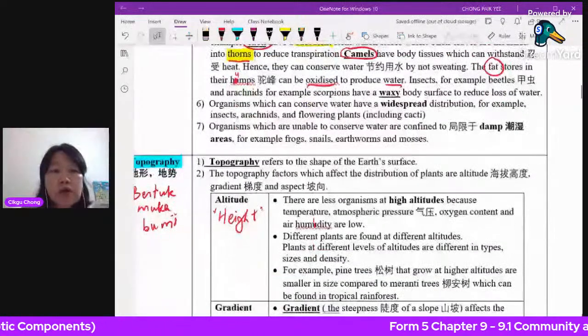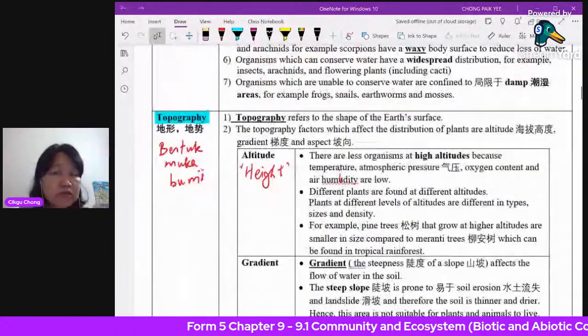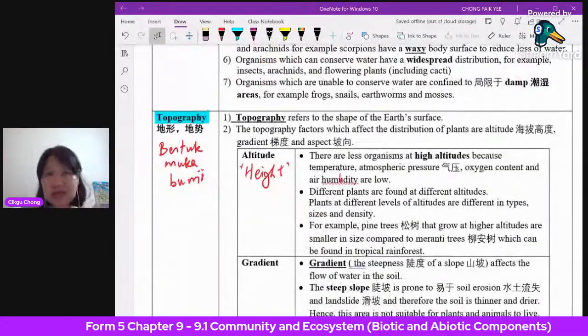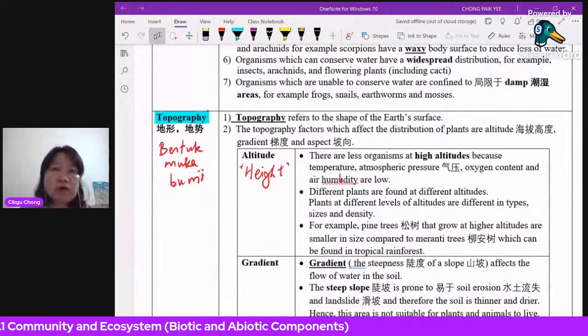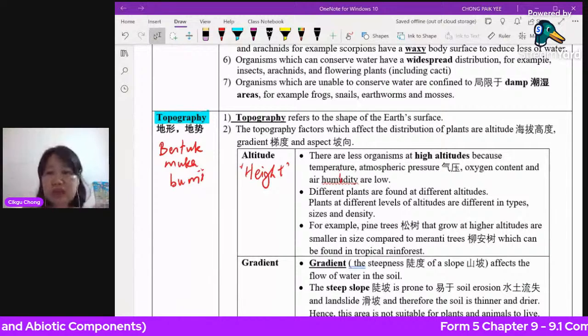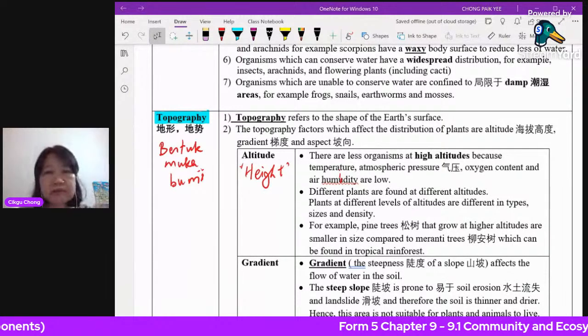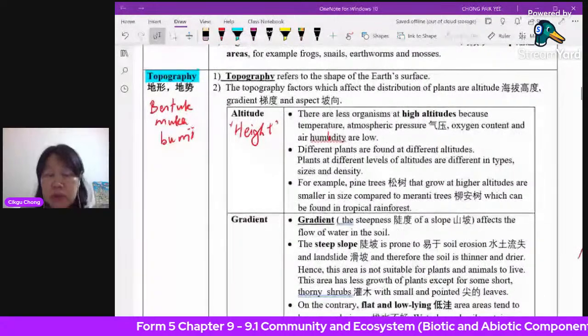Now, let's look at topography. What does it mean by topography? Topography in BM, you've learned in geography form 3, it's called bentuk muka bumi. That means you're talking about whether it's mountain or valley, or whether it's low area, tanah pamah or tanah tinggi. So that is talking about the shape of the earth surface, the hills and the valleys and so on. Okay, so there are three things we talk about in terms of topography.